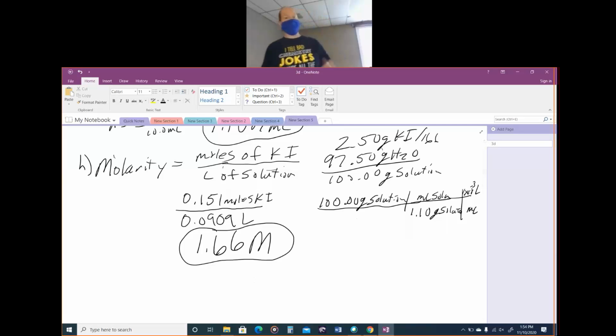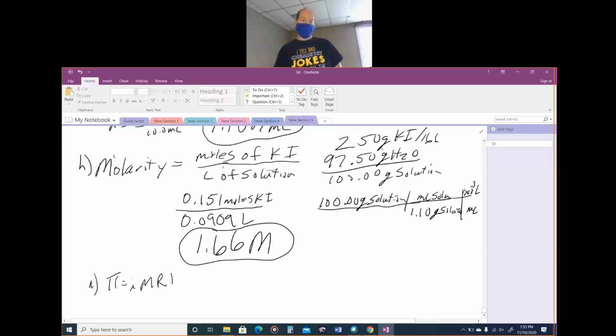All right, now that we have the molarity, we can calculate the osmotic pressure at 20 degrees Celsius. Because osmotic pressure, pi, is equal to iMRT. And so we have i, which is 2 because it's KI, potassium ion, iodide ion, M, 1.66 moles per liter, we just calculated.